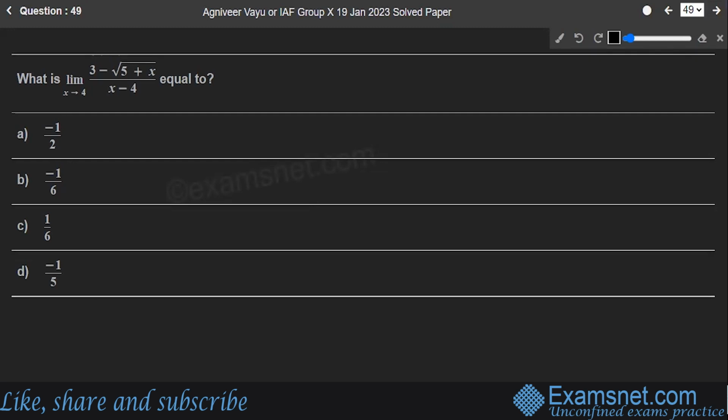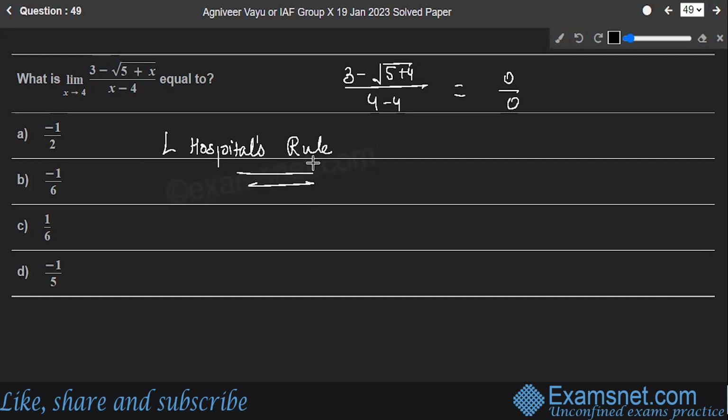Next is question number 49. What is the limit as x approaches 4 of this whole expression? See, over here in this question, let's put x is equal to 4. So it will be 3 minus root of (5 plus 4) whole divided by 4 minus 4. This is of the form 0 upon 0, so it can't be solved directly. This is an indeterminate form. To solve this question, I have to apply L'Hospital's rule.